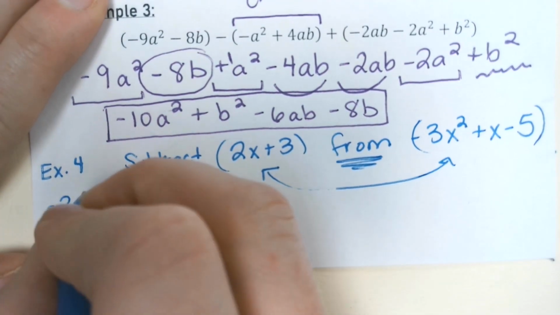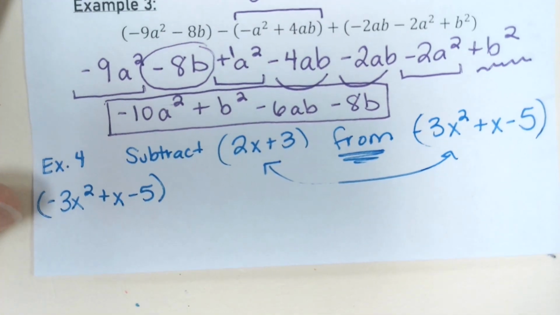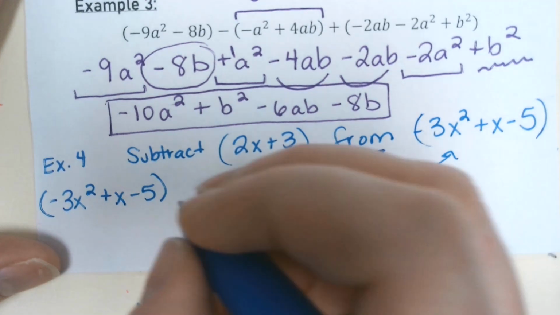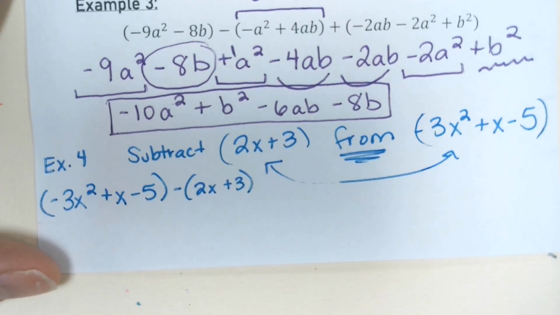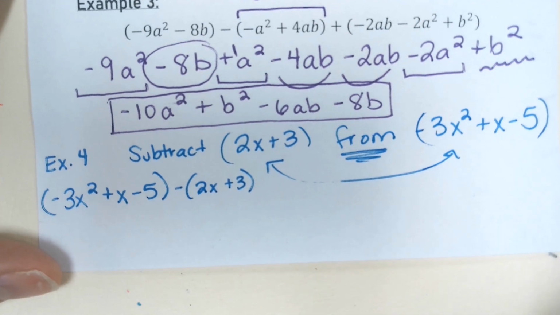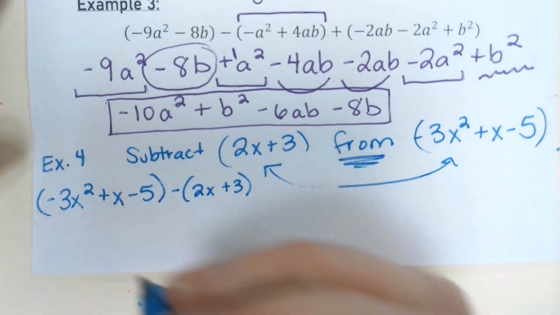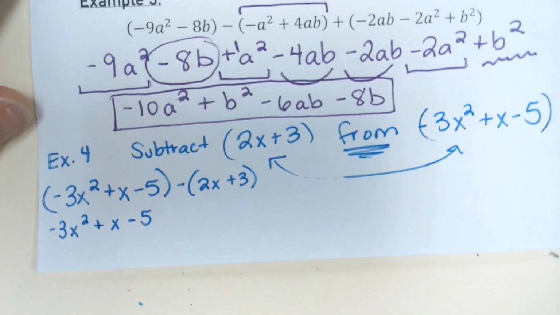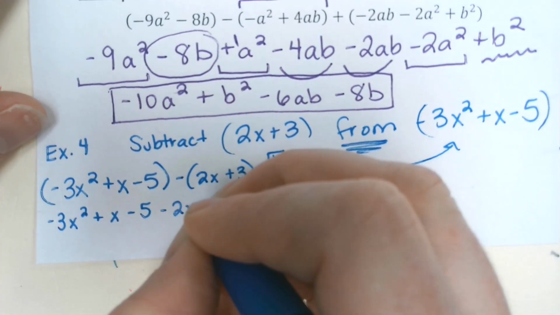So negative 3x squared plus x minus 5. Put it in parentheses. Subtract this from that means we're switching the order of those two polynomials. So then minus parentheses 2x plus 3. Okay, we're going to change the sign of everything in that second parentheses because we have a minus in front of it. So I'm going to rewrite negative 3x squared plus x minus 5. That's just your first polynomial. Then I'm changing the sign of everything inside this parentheses, so it's minus 2x minus 3.